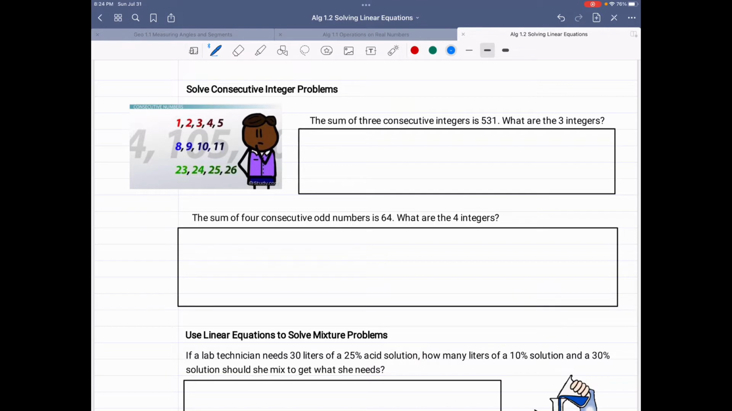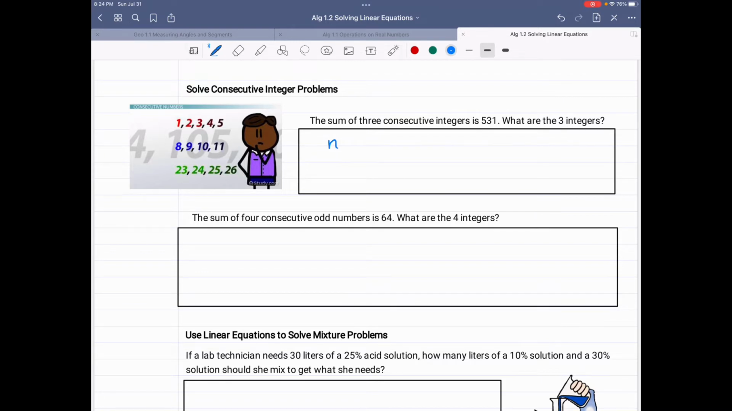1, 2, 3, 4. So this first question: the sum of three consecutive integers is 531. What are the three integers? So we're looking for three numbers that add up together to give us 531, and they are in order. So we're going to give the first number the variable n, and the number that comes after n in order is n plus 1.